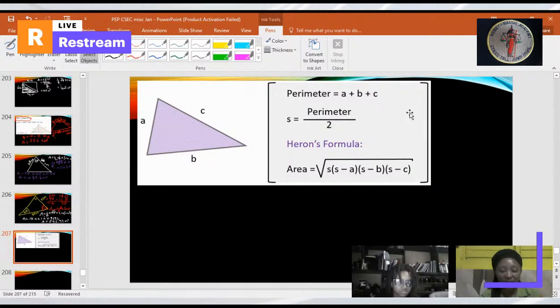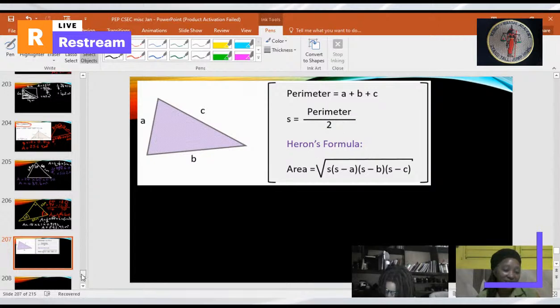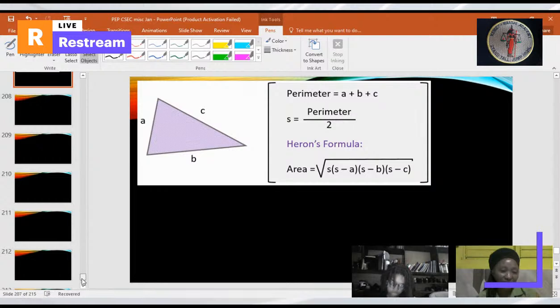And when you get those answers, multiply all of them together with the semi-perimeter and then find the square root. When you think of it, it's easy, it's just that it's many steps, right?